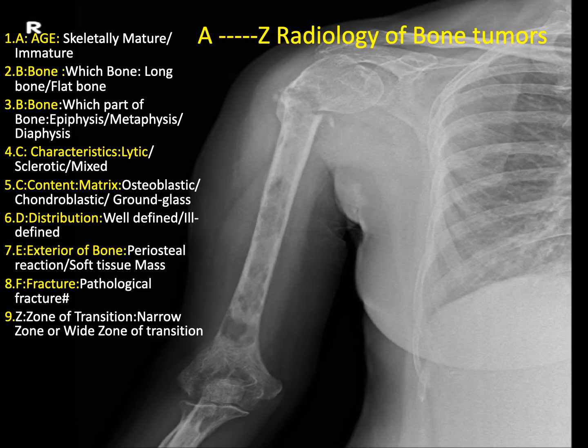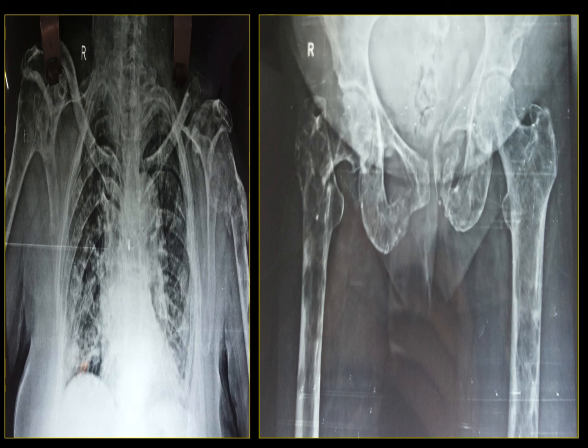So if we summarize what we learned in today's session: if we read the X-ray shown in the earlier part of the presentation, this is a skeletally mature individual showing a lesion in the humerus. Metaphysis and diaphysis are involved, with an osteolytic and sclerotic lesion. It's ill-defined without periosteal reaction, with a wide zone of transition, so it looks like a radiograph of a malignant bone lesion involving the whole of the humerus. Read this X-ray: lesion involving both femurs, pelvis, humerus, and pathological fracture, so it was a case of metastatic bone lesion.